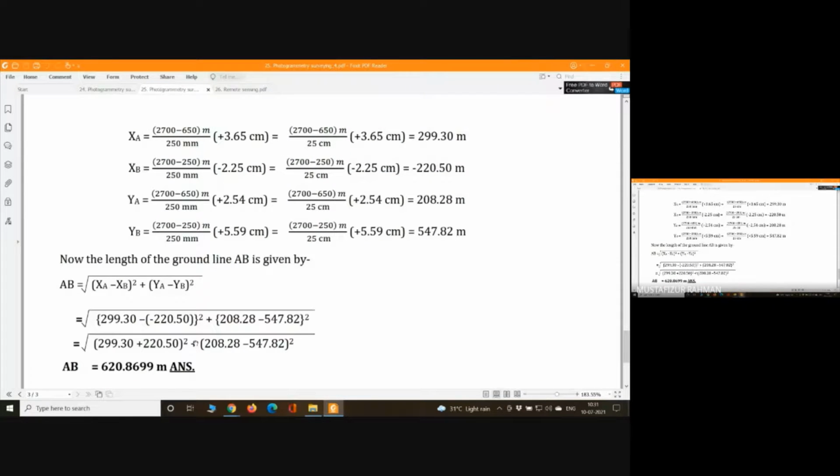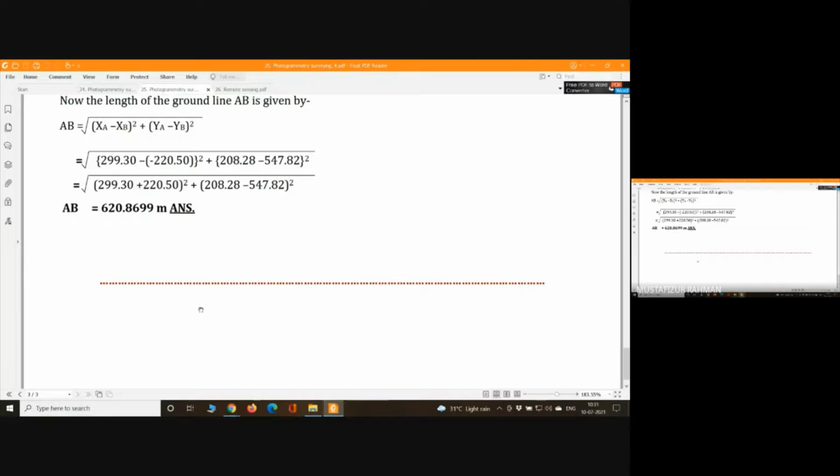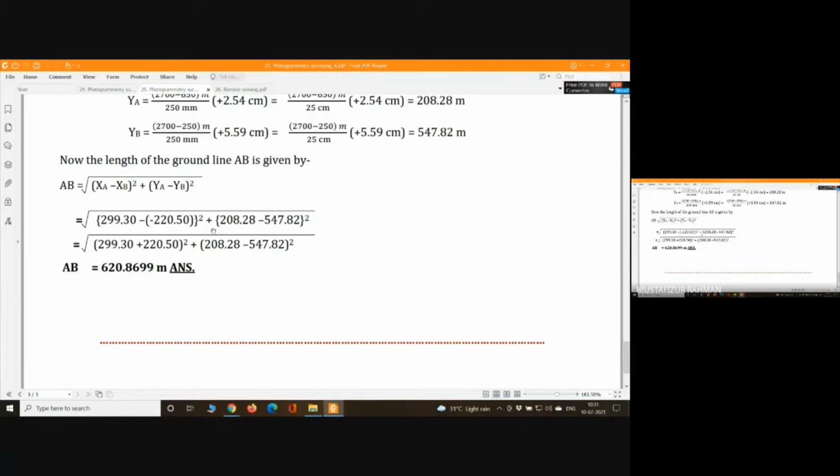Okay, so that will be how photogrammetric survey works.